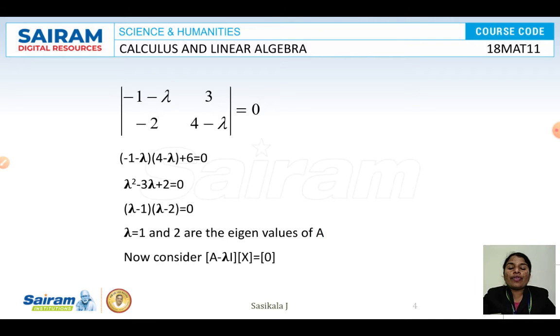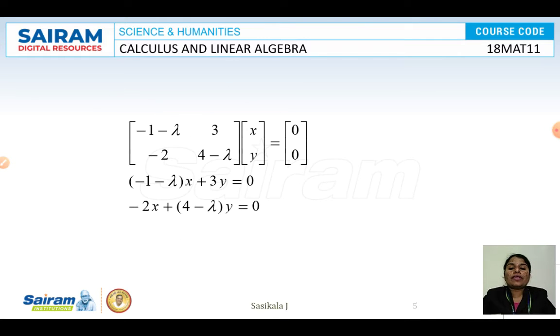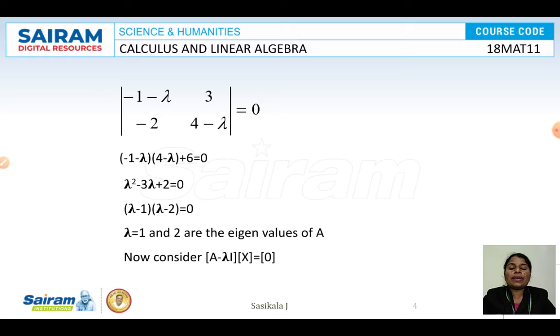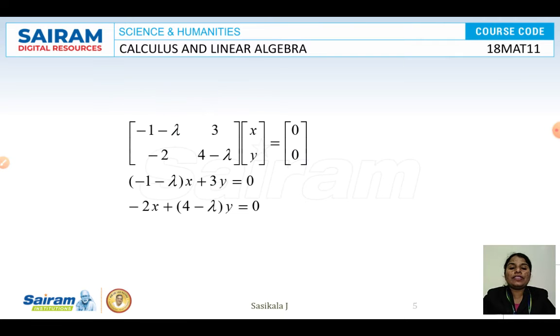So now we found 2 eigenvalues. Since the order is 2, we found 2 eigenvalues, so the eigenvectors also must be 2 eigenvectors, right? To calculate your eigenvector, we consider A minus lambda I into x equal to 0. You will be substituting the A matrix minus lambda I, which we already found, into x, the unknown. It can be x1, x2 or x, y, which is equal to 0, 0.